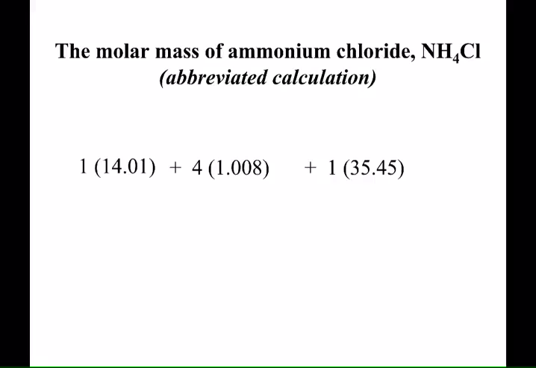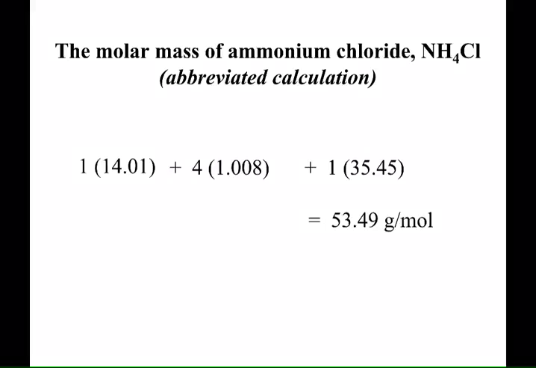Round to 2 decimals, okay? Notice I come up with 53.49, and that is the molar mass. That actually is also the formula weight. But units of formula weight are AMUs. Units of molar mass are grams per mole. Right?